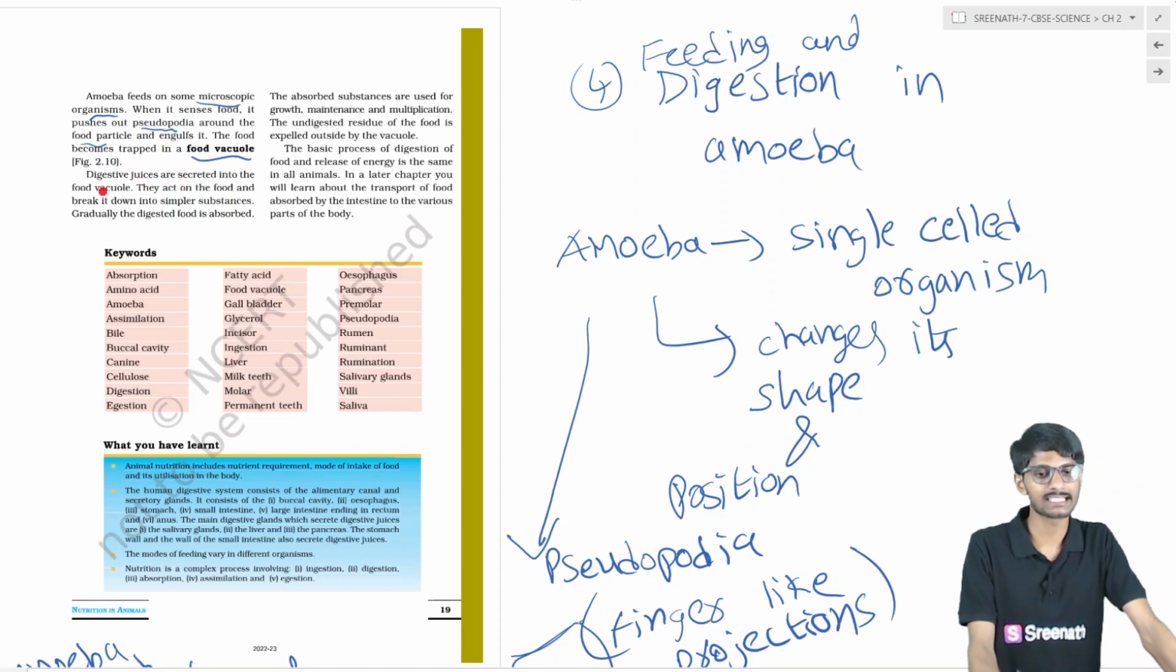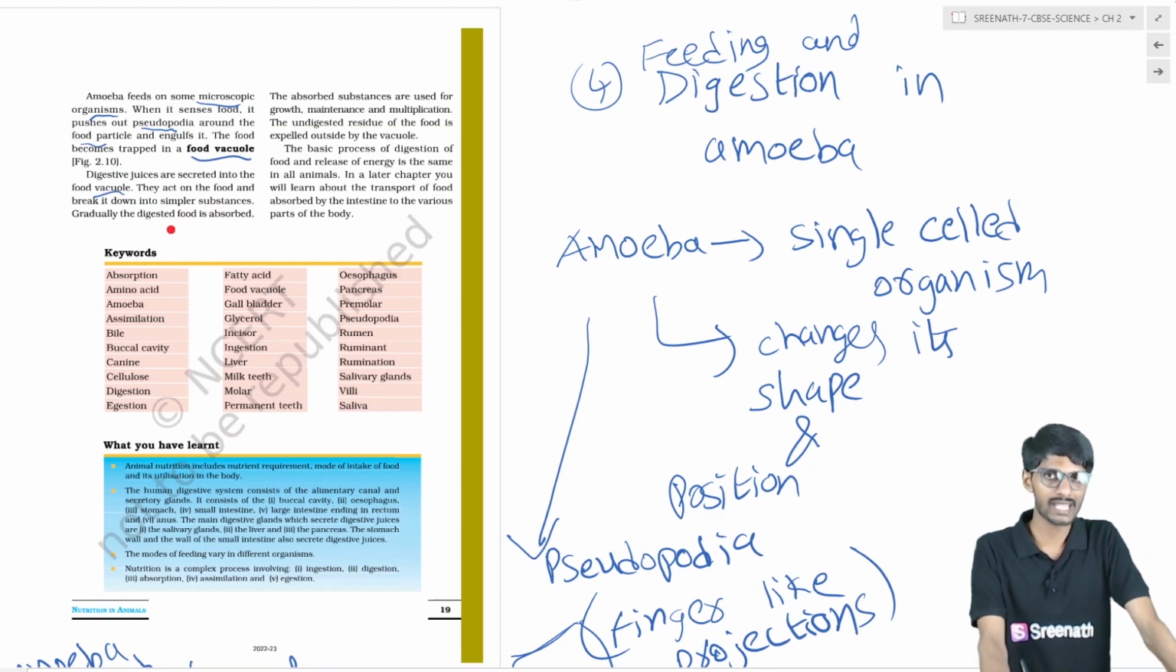Digestive juices are secreted into the food vacuole. So the food is captured in the food vacuole, digestive juices are released into it, and the food is broken down and digested into simple substances, and gradually the digested food is absorbed into the body. The absorbed substances are used for growth, maintenance and multiplication, that is, for reproduction.